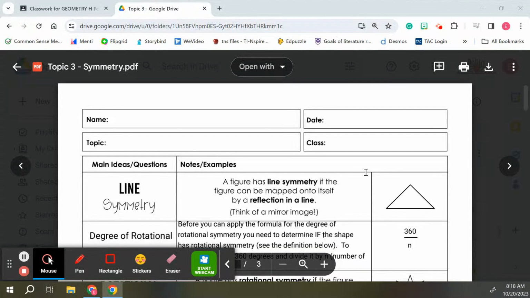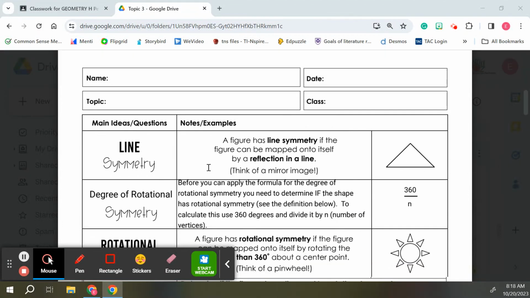So let's talk about symmetry. Today, the first thing we're going to discuss is a line of symmetry. A figure has a line of symmetry if the figure can be mapped onto itself by a reflection in a line. So think of when you look at yourself in the mirror, that is the line of reflection.